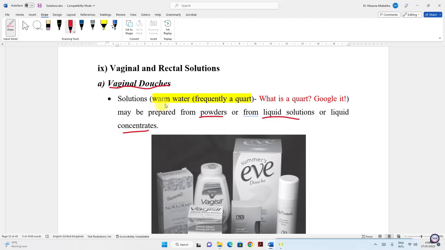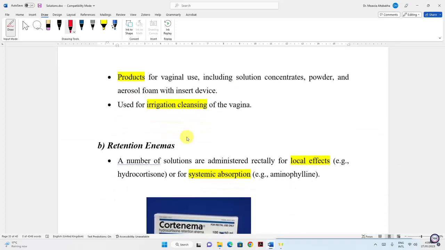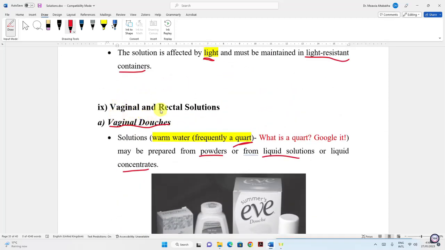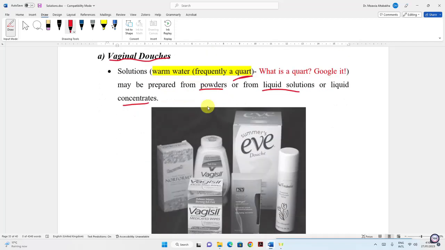Usually the volume is about a quart. Now you need to Google this and find out what we mean by a quart, what we mean by a pint. Of course a quart, if you do the Googling, you'll see that a quart refers to 946 ml approximately. It's usually applied in the form of warm preparations. It's to cleanse and rinse the vaginal area. Okay. We talked about the vaginal preparations. Now we will talk about rectal preparation solutions.